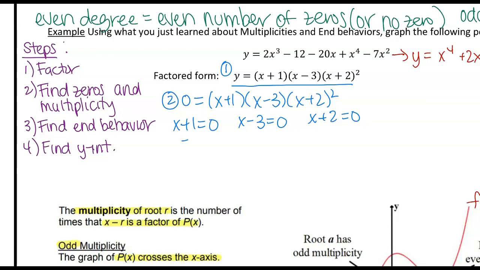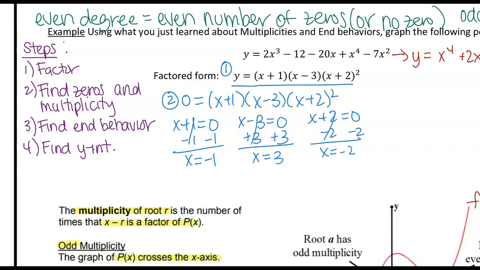Good job. So we're going to subtract 1 on each side to find our first x-intercept. I'm going to add 3 to each side to find the other, and subtract 2 for our double root. Even though I'm only going to graph it one time, it's considered 2 answers for some reason. Now I need to look to see what the multiplicity is.